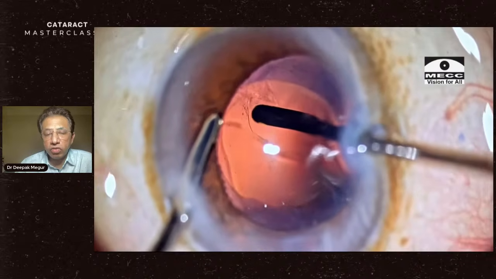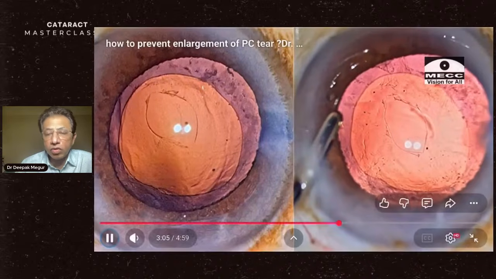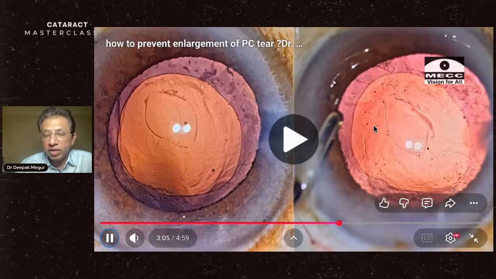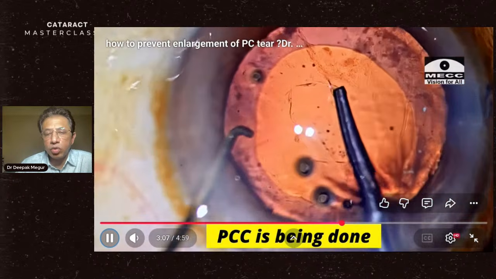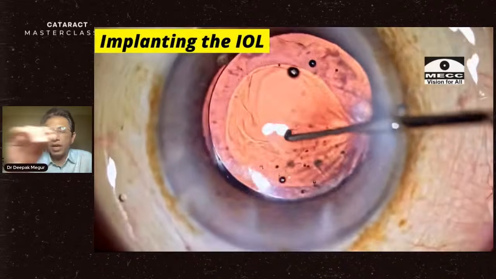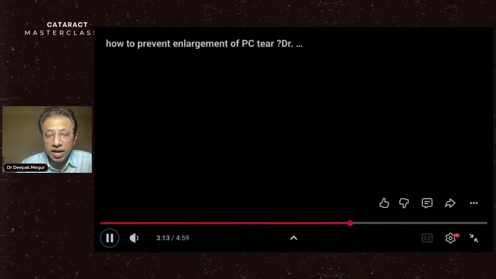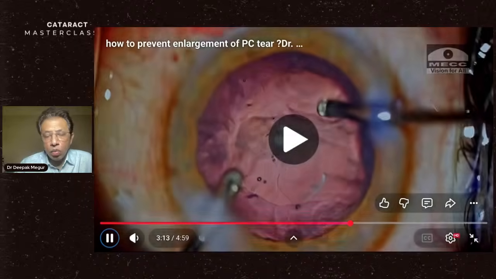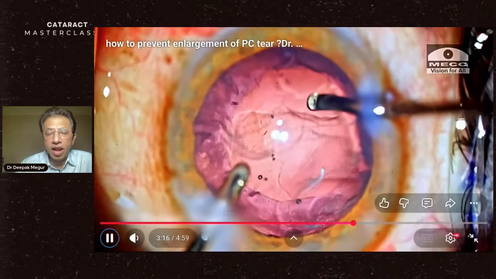And once you're sure of that part, this is how the posterior capsular tear looks before doing vitrectomy and after doing vitrectomy. It is almost the same size. Now, before putting the lens, it's important that you take care of this posterior capsule. If the visualization is great, make it into a round rhexis and then put in a lens, simply because while putting the lens also it can enlarge.